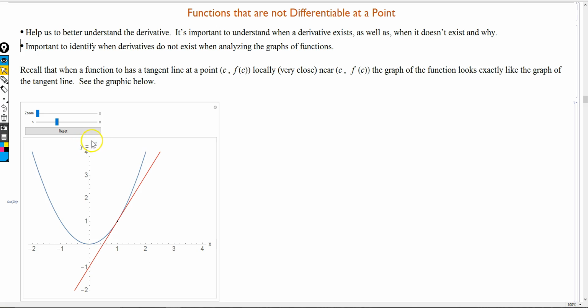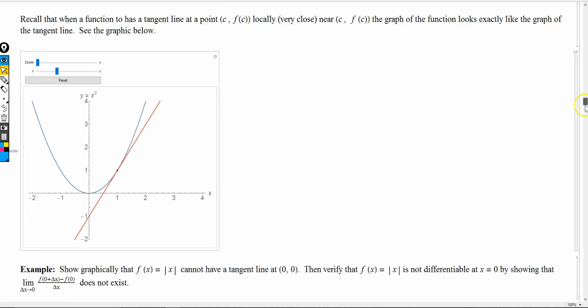Now let's take a look at some examples of when functions are not differentiable. And remember, the key thing to remember is that the derivative is the slope of the tangent line at the point. That's what the derivative is measuring. It is the slope of the tangent line. Okay, now let's look at some examples of when functions are not differentiable.